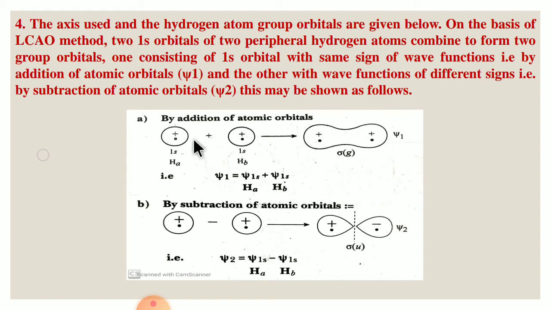So we have already seen that by addition of atomic orbitals, the two hydrogens combine to form the Psi1 orbital, and by subtraction of atomic orbitals, that is the 1s orbital of HA minus the 1s orbital of HB, they combine to form the Psi2 orbital, that is sigma ungerade. So the equation is Psi1 equals Psi 1s plus Psi 1s, and the other equation is Psi2 equals Psi 1s minus Psi 1s.